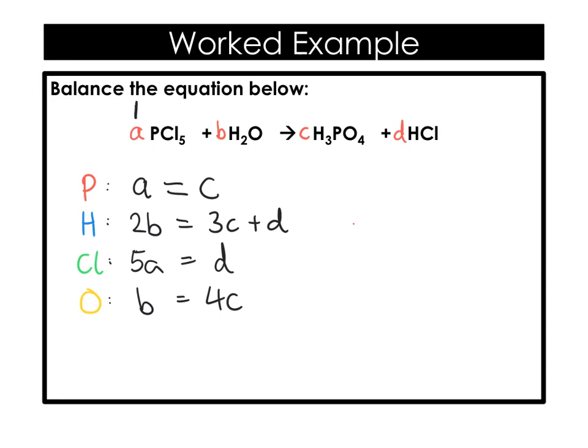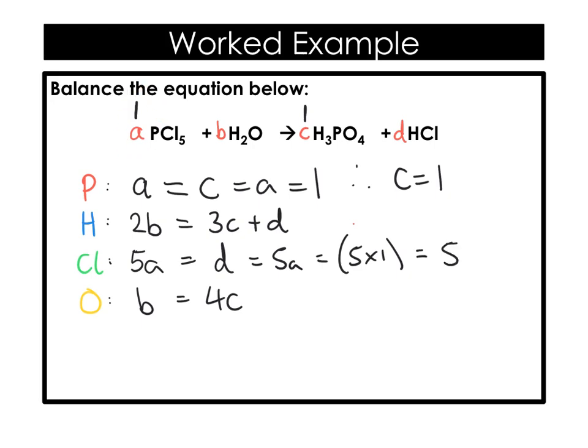So if A equals 1, let's start with this top one. C equals A, which equals 1. So therefore, C equals 1. Okay, so use the equation. That means this number must be 1. If I want to work out D, D equals 5A, which equals 5 times 1, because I'm getting it from here, and that equals 5. So D must equal 5.